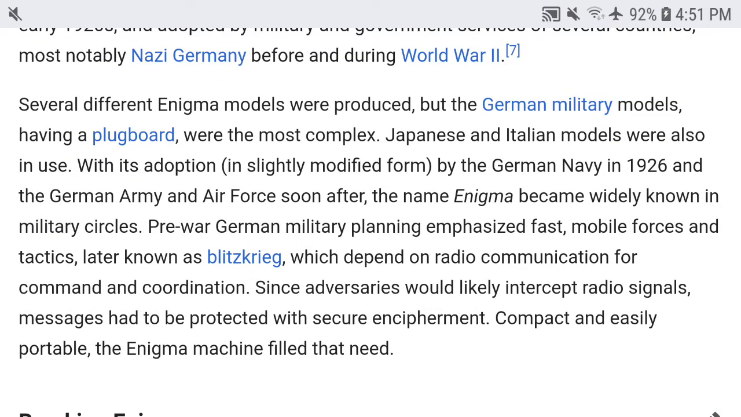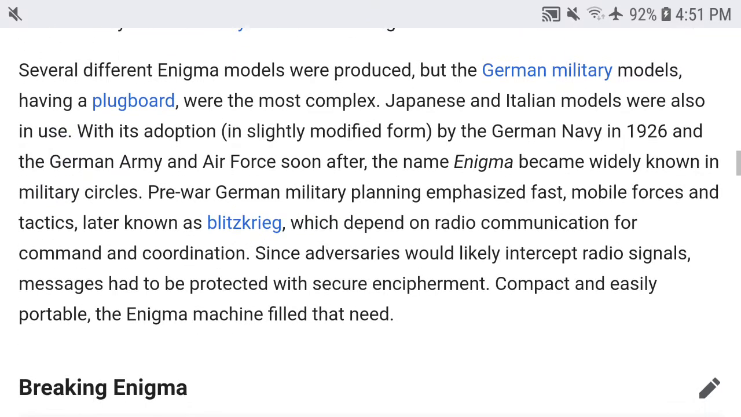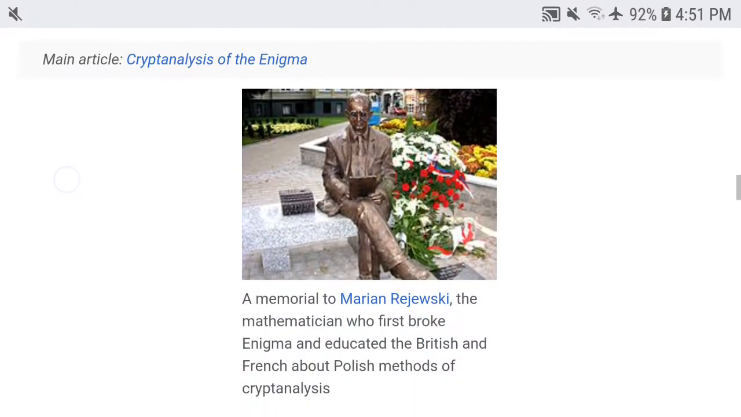German military models having a blackboard were the most complex. I guess the blackboard is the one with the cables, I think, right? Because plug, probably. Japanese and Italian models were also in use. Okay, breaking Enigma. Oh, here we go.